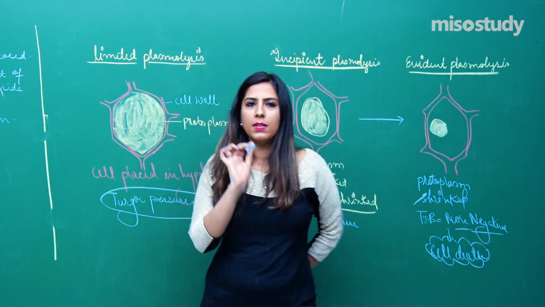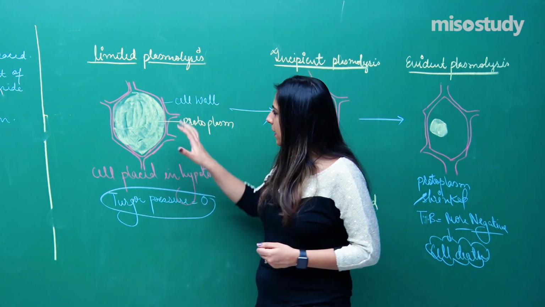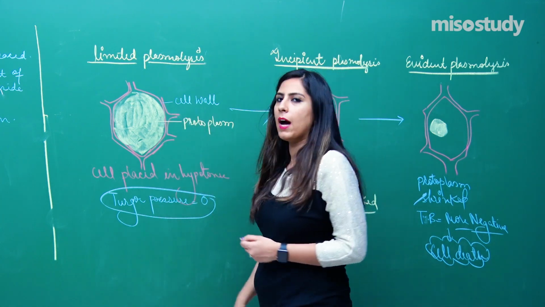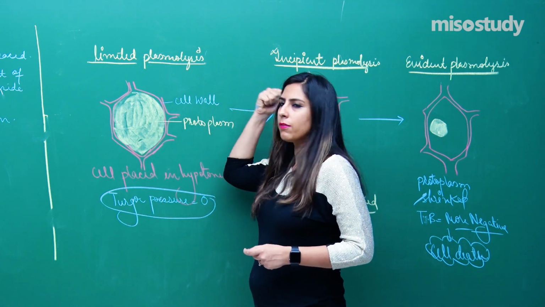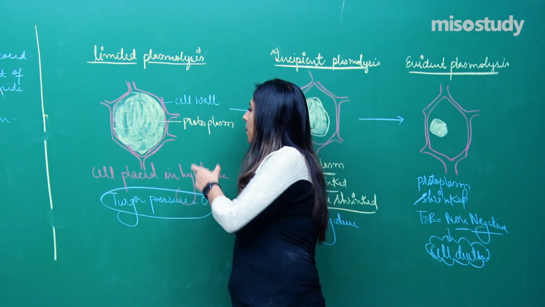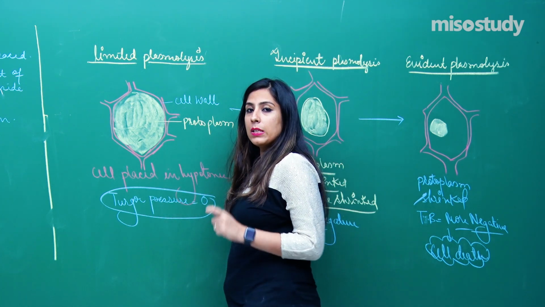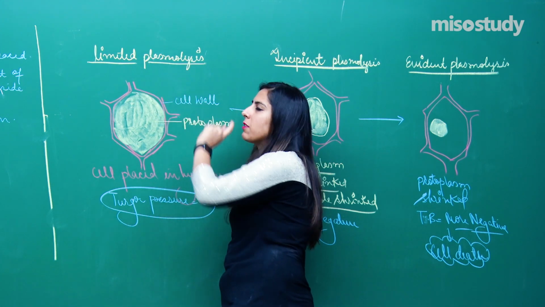Right? Now, listen to this again carefully. We are talking about plasmolysis. That means I have placed this cell into the hypotonic solution. Movement of water will occur from inside to the outside. Now, what will happen? The protoplasm will shrink. It has started shrinking. That's why it is called limited plasmolysis.